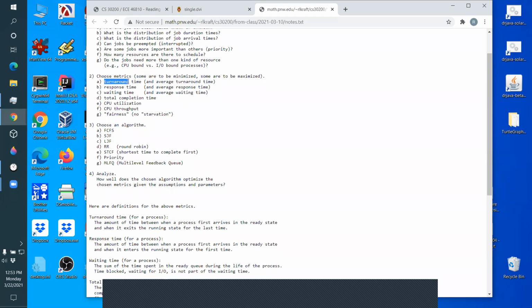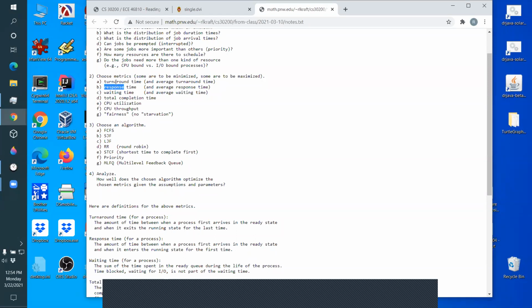That's your turnaround. Okay, response time is the difference from how long you had to wait when you arrive until you start. Okay, the response time is how long did it take the system to respond to you. So you arrive, maybe you're waiting for a while, and then the system starts working on your job. That's response time. So turnaround time is end time minus arrival time, and response time is start time minus arrival time.